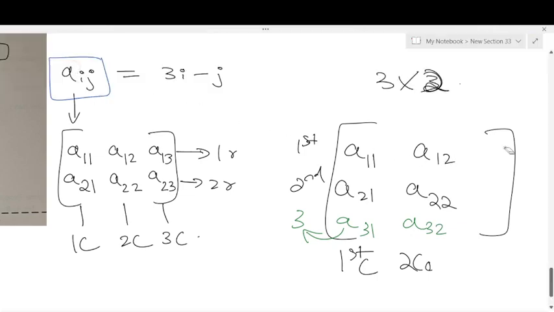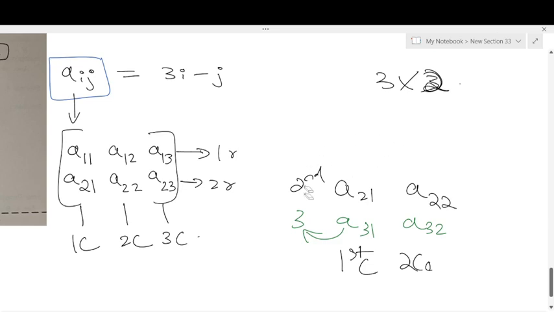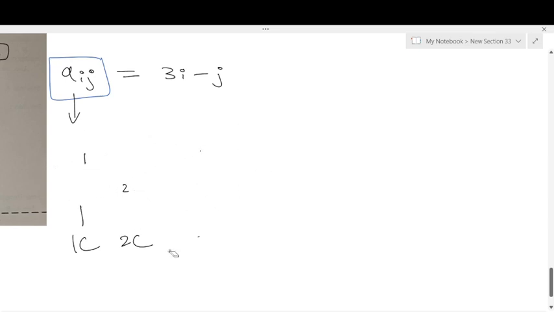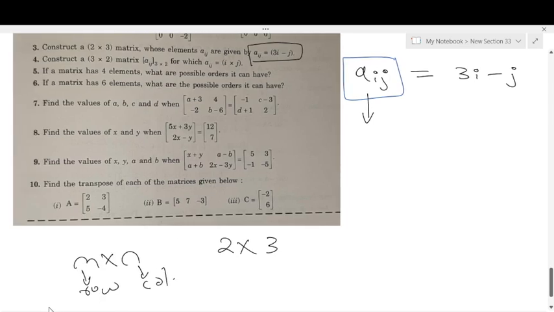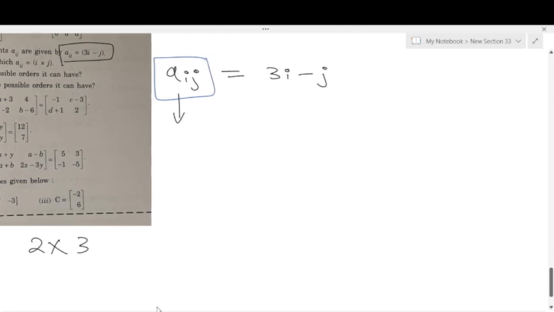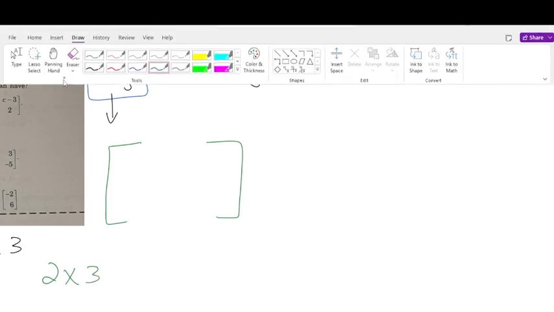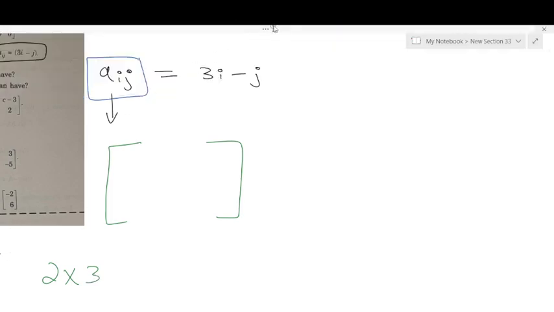When numbers are not given, this is how we name. We use the formula Aij. Any doubts in this? This is the most important part. You should know how to find out the numbers. Now, once again, the question asked here is, construct a 2 into 3 matrix. So, if it is 2 into 3, look here. What do you mean by 2 into 3? All of you unmute and answer, students. What is 2 into 3?